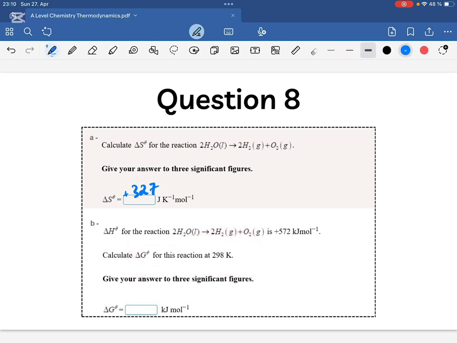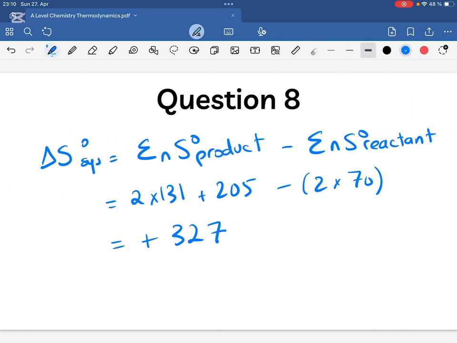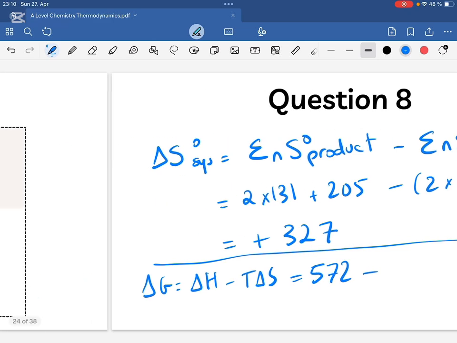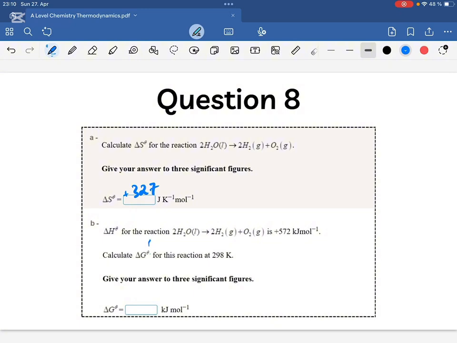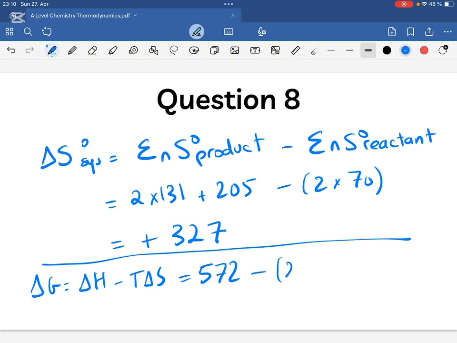Now, in the next question, they said delta H for the reaction is plus 572. Calculate delta G for the reaction. Now, the formula for delta G is equal to delta H minus T delta S. And the delta H is 572 minus the temperature, since we're talking about standard conditions, it's 298, so minus 298, and the delta S is 327, so it's going to be 327.